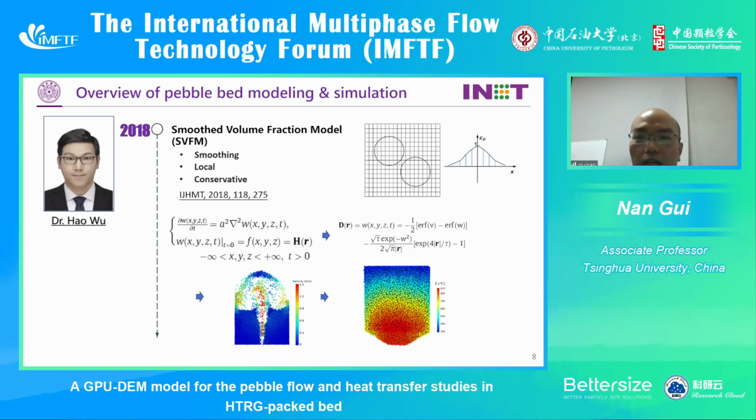So there is a sharper transition between the inside and outside region. It may introduce some numerical instability when you use CFD-DEM simulation. So we try to use the concept of smoothing the volume fraction.